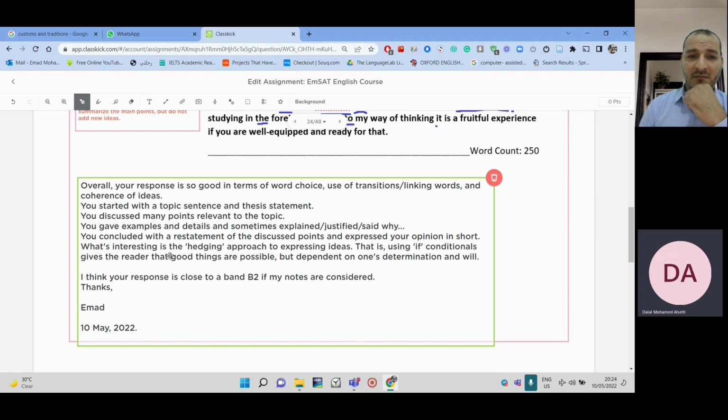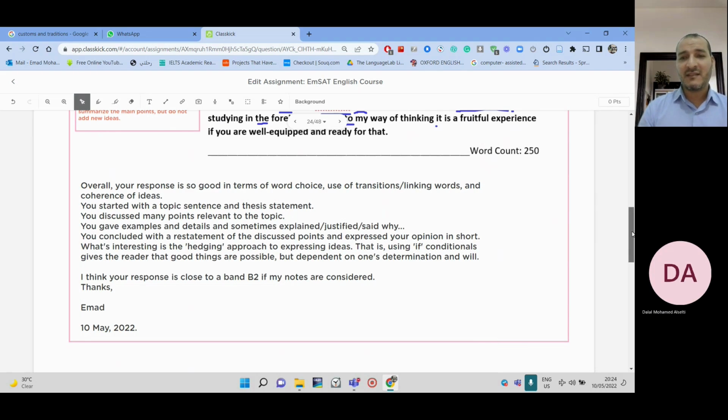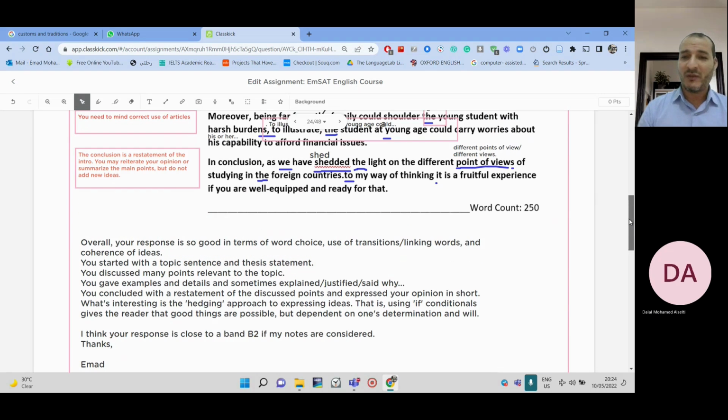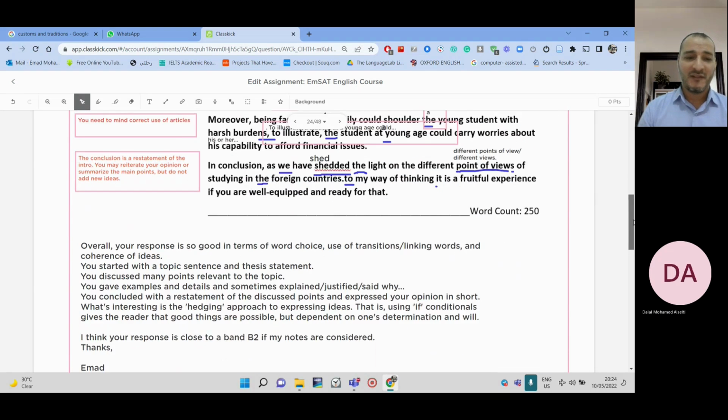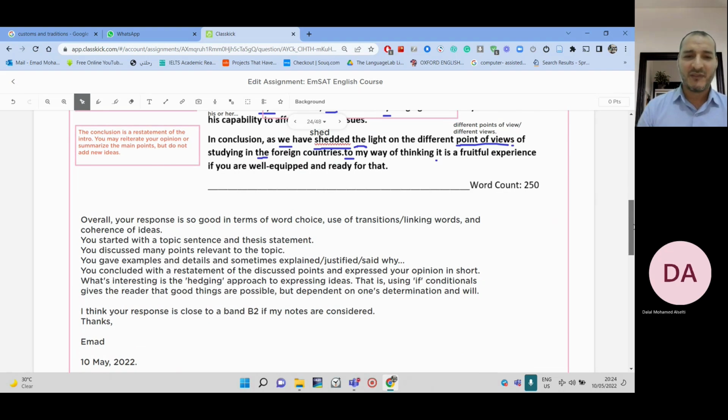What's interesting is the hedging approach to expressing ideas. What is this hedging approach? Hedging means... I learned this word while I was at Leicester University in Britain. I learned this approach: hedging.